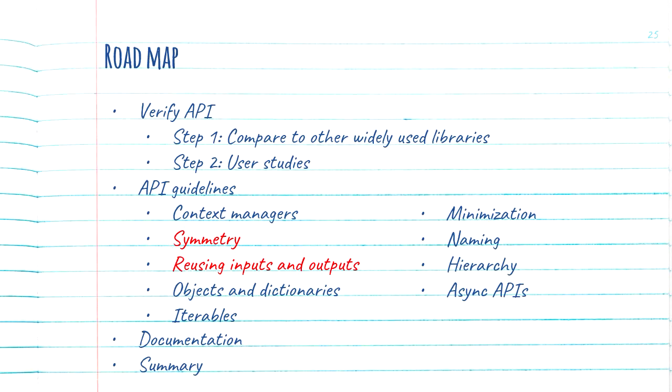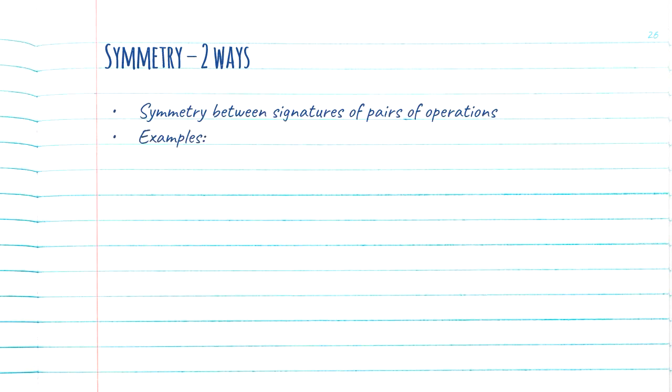Symmetry. I'm going to combine these next two points together because they actually relate to each other. So there's two types of symmetry we can look for in an API design. The first is symmetry between pairs of operations. Often operations will come in a set of pairs, for example, upload and download, create and delete, get and set, get and put. So these are operations that should mirror each other, and their method signatures should reflect that.